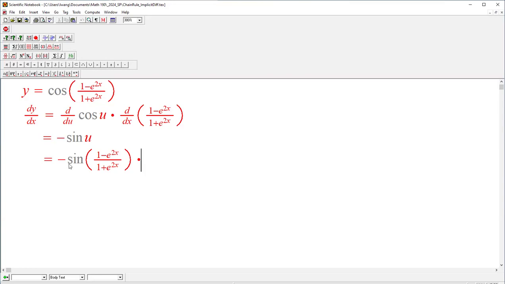Multiply, be careful. This piece is just one entity. The other part cannot combine with this parentheses because this parentheses is the input for sine. I'm going to talk about that a little later because we saw some mistakes there.